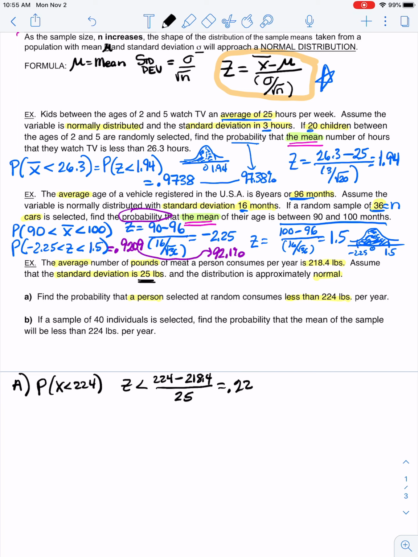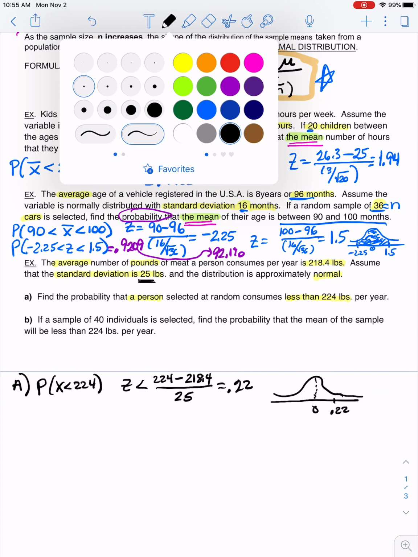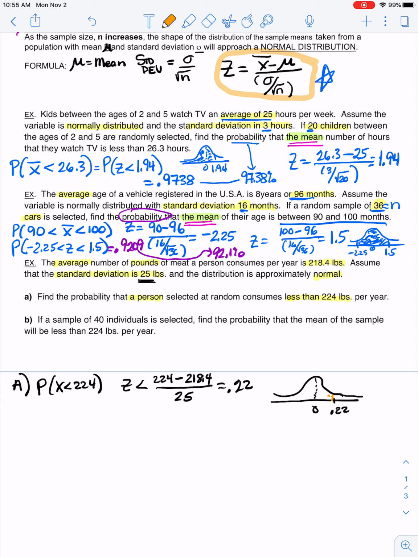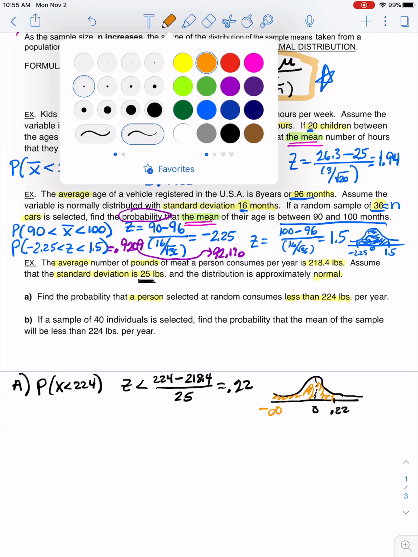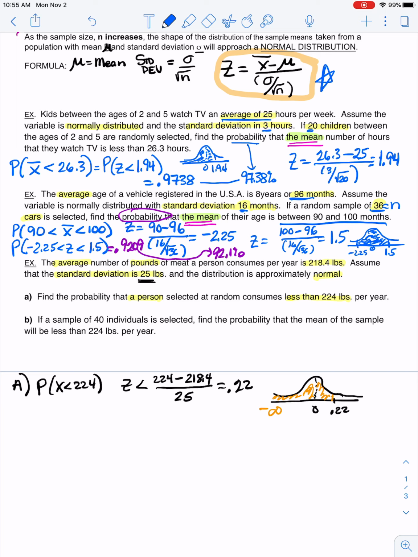And we're less than. So we want to go from 0.22 deviations on the right, less than. That's going to take us all the way back to negative infinity. If you load that in your calculator, normal CDF, and run that through, I have 0.5871, or if you'd like to say 58.7%. Perfect.